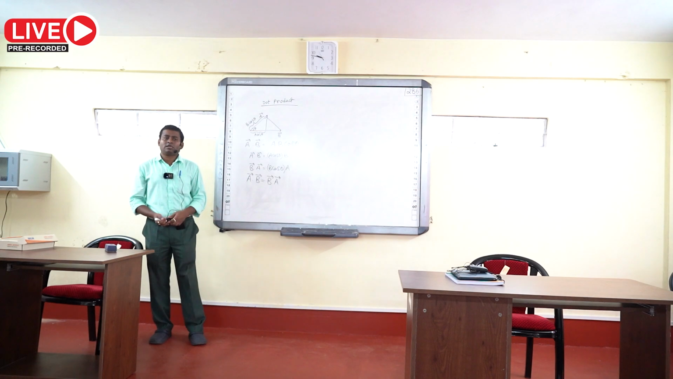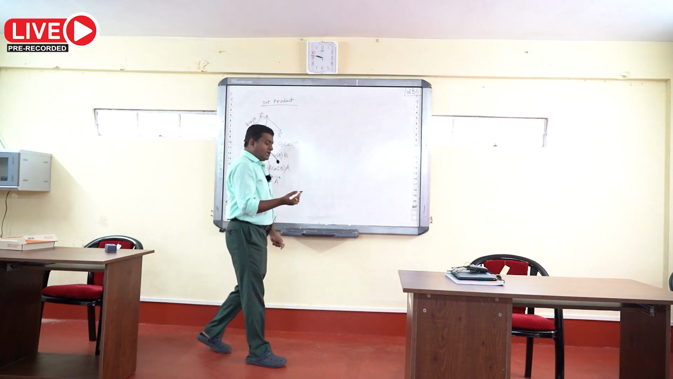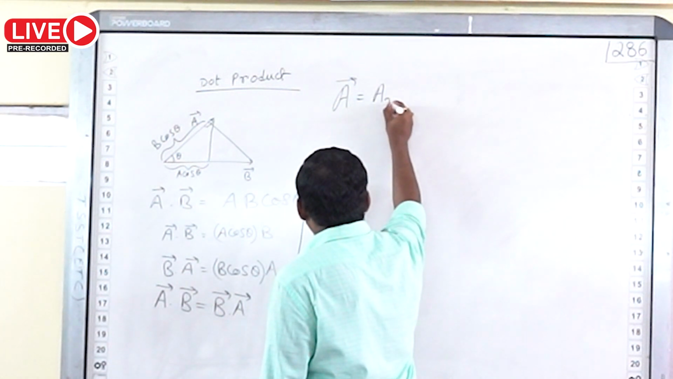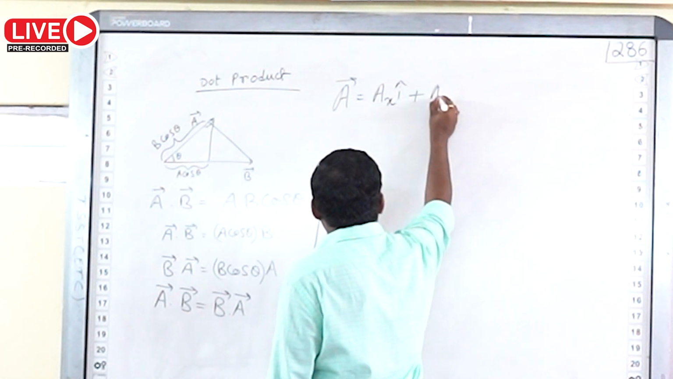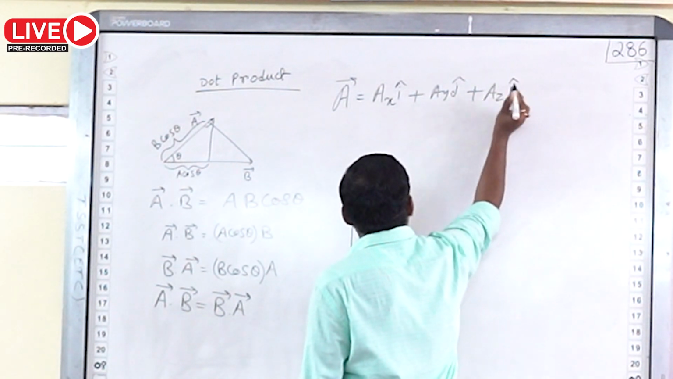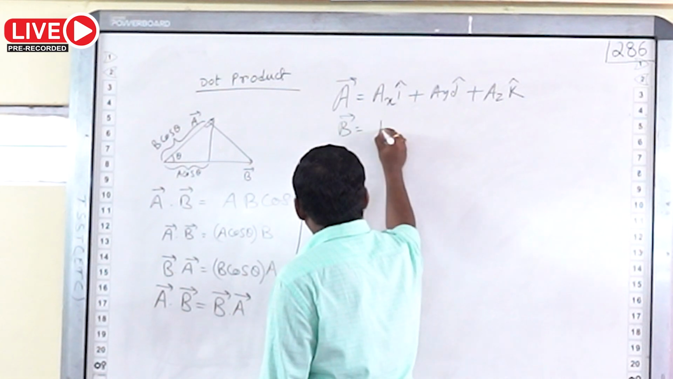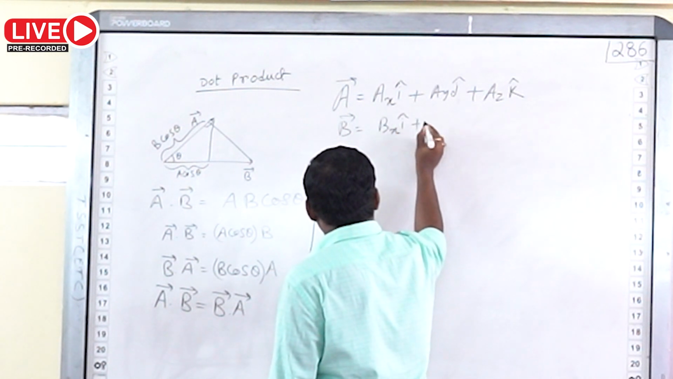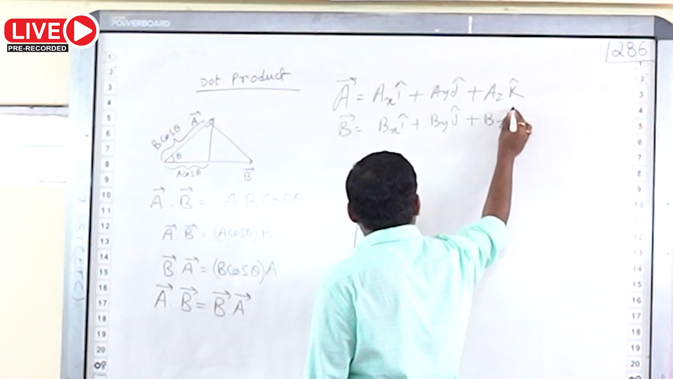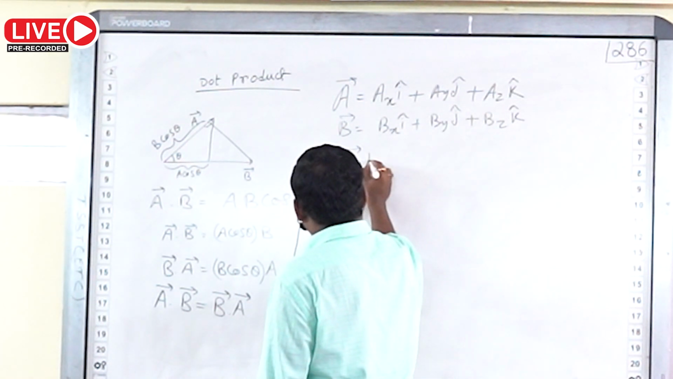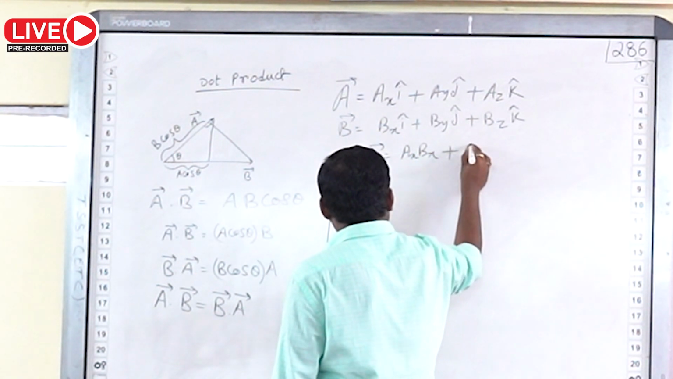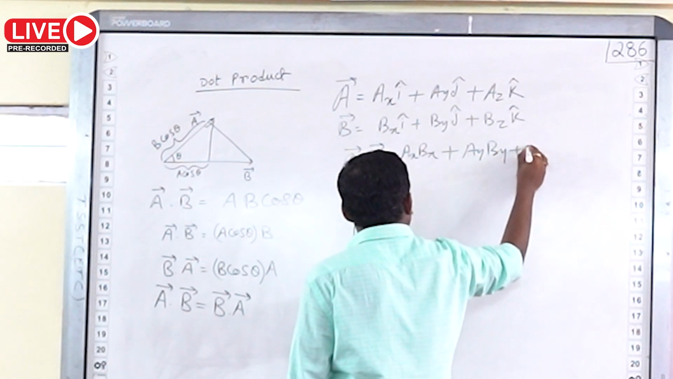Now from this dot product, we can find many things. If the vectors are given in component form, in 3D suppose Ax i cap plus Ay j cap plus Az k cap. Similarly, vector B is given Bx i cap plus By j cap plus Bz k cap. Then you can readily write the dot product of these two as Ax Bx plus Ay By plus Az Bz.